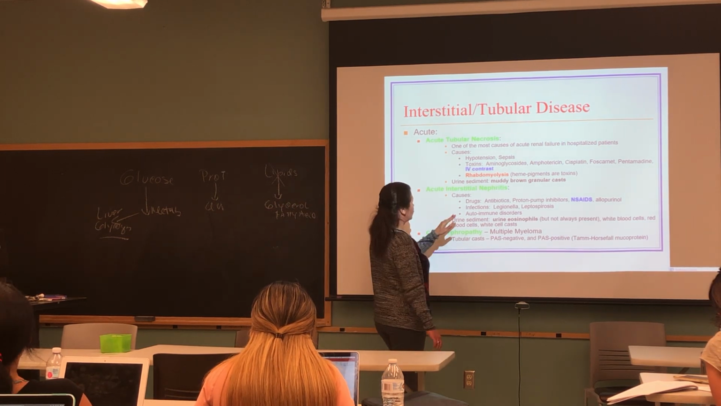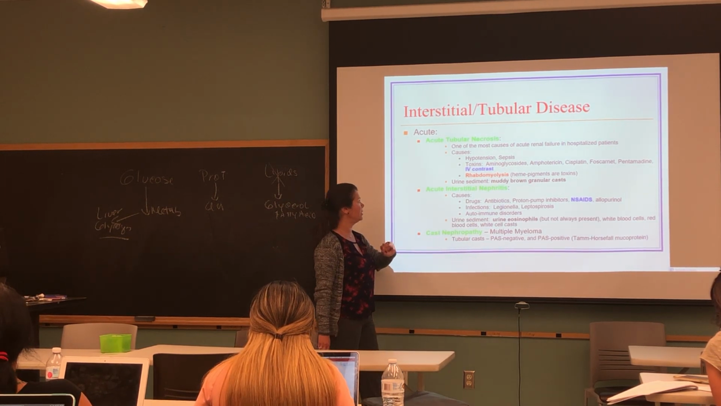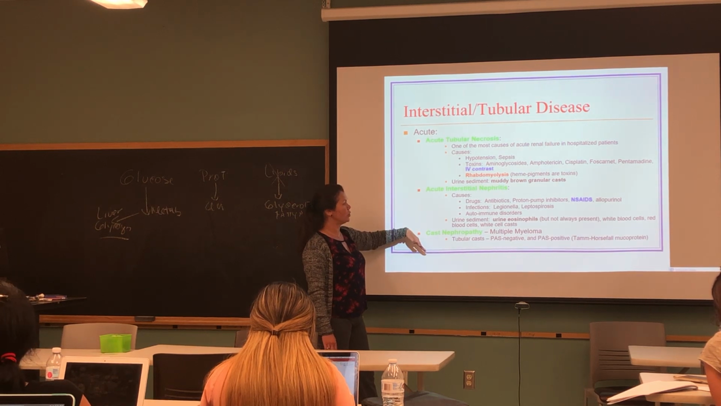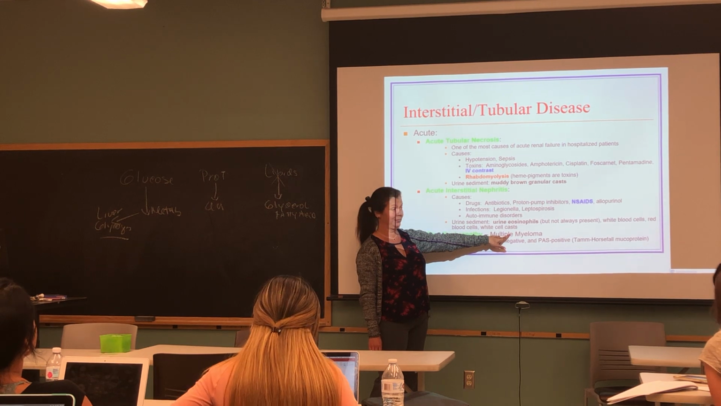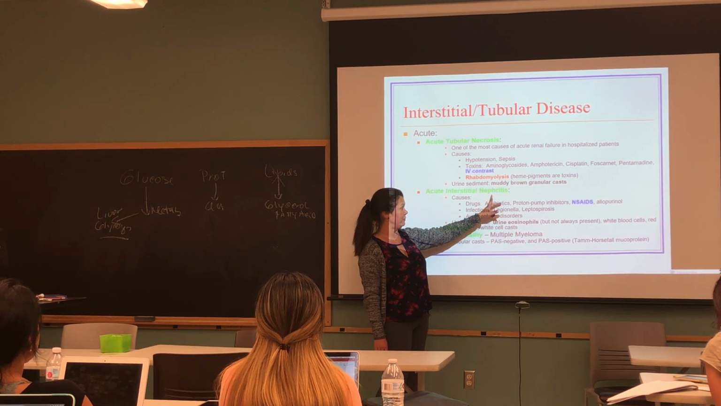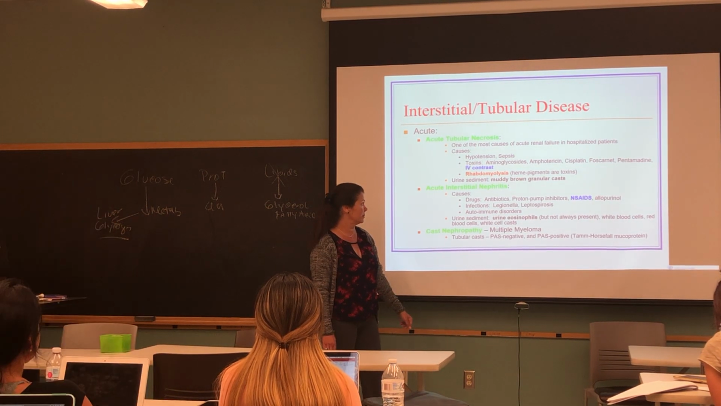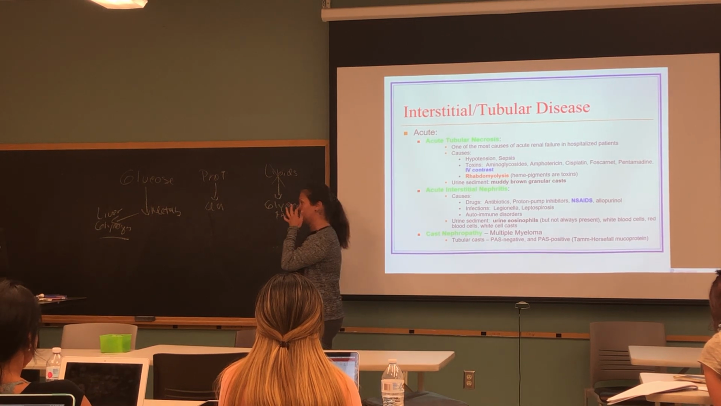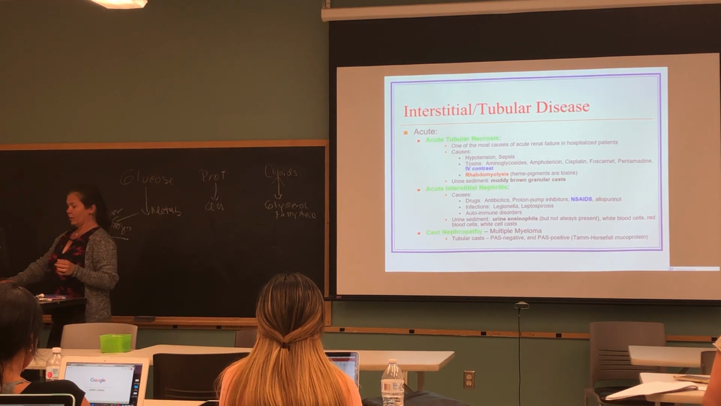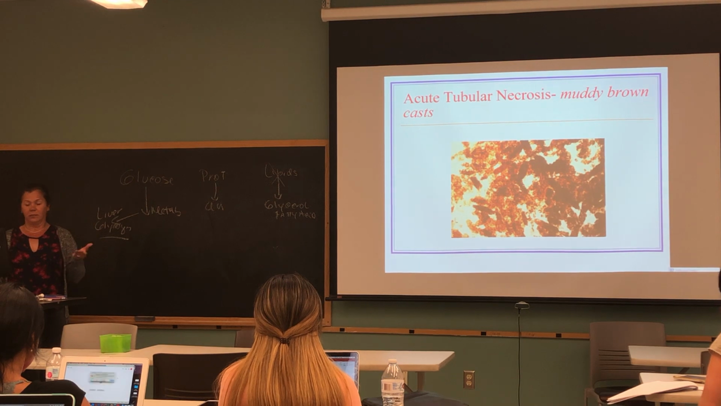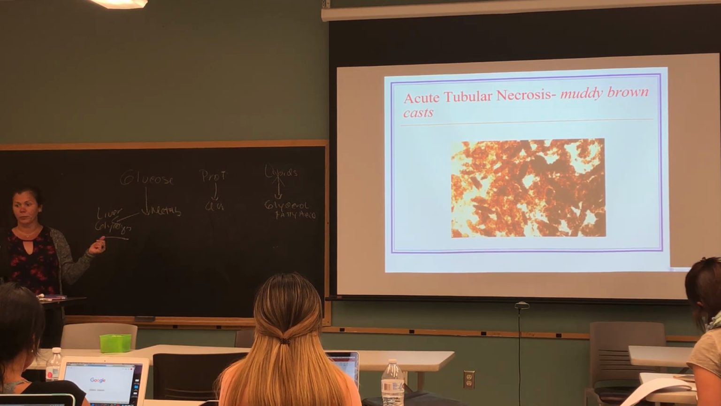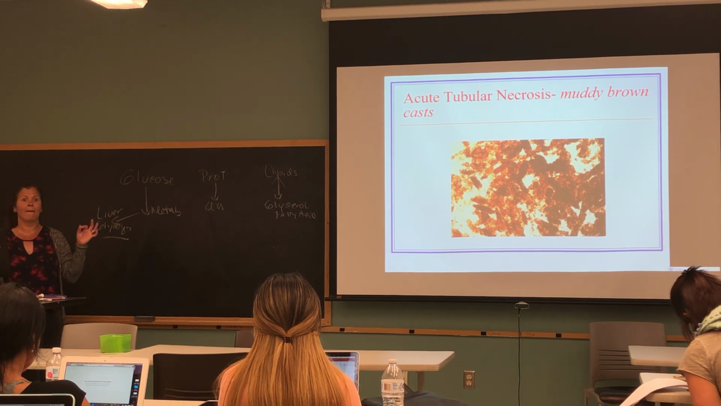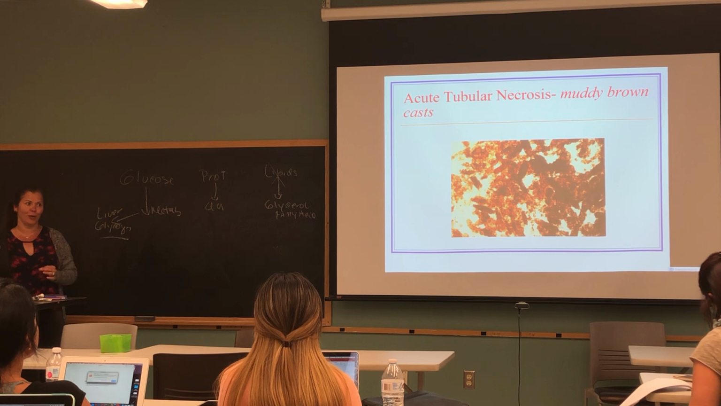Okay? And that is really important to remember. Now, other conditions that can do that, look at multiple myeloma, besides all the diseases that I have explained. Again, we're going to go through each of them next week. These are muddy brown casts, of course, seen in a microscope, and are again pathognomonic of acute tubular necrosis.